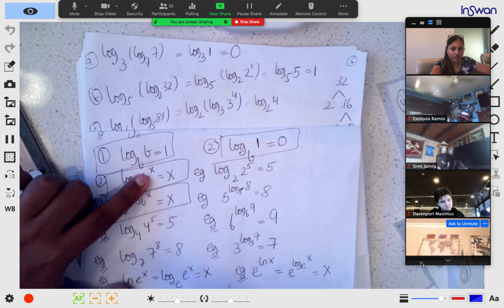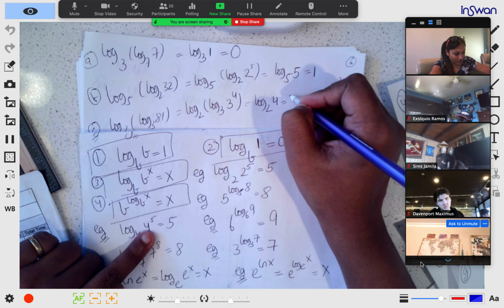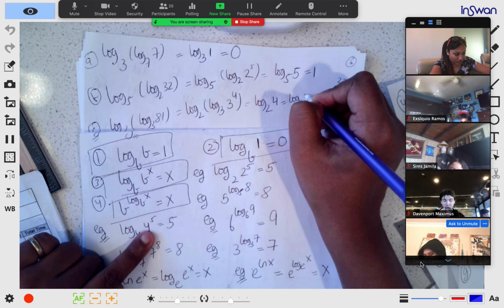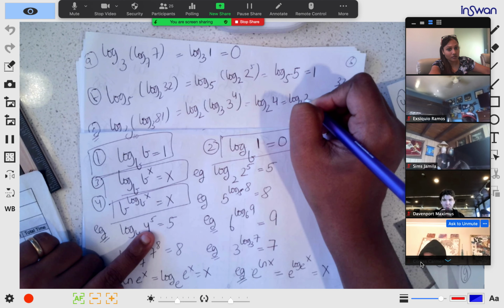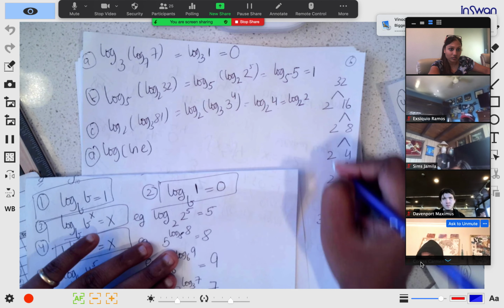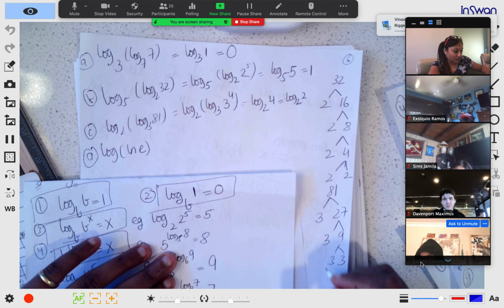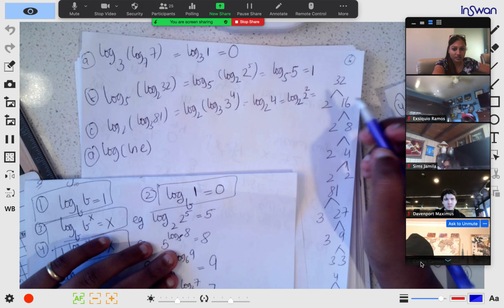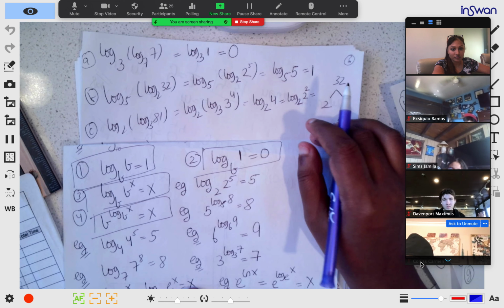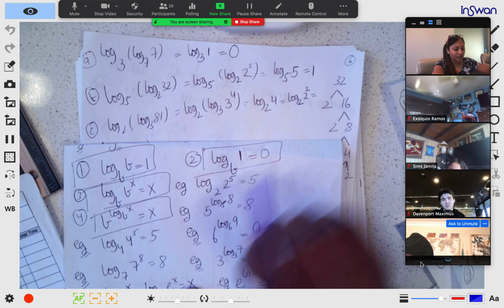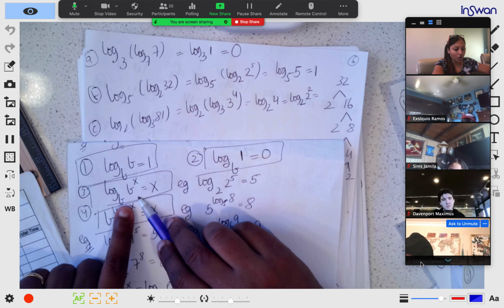What is log_2 4? Can I write 4 as 2 to the power of something? Let's make factors of 4. The factors are 1, 2, and 4. 2 and 2, right? So it becomes 2 squared. What is log_2 2 squared? Use this property and tell me what it is. Log_2 2 squared.